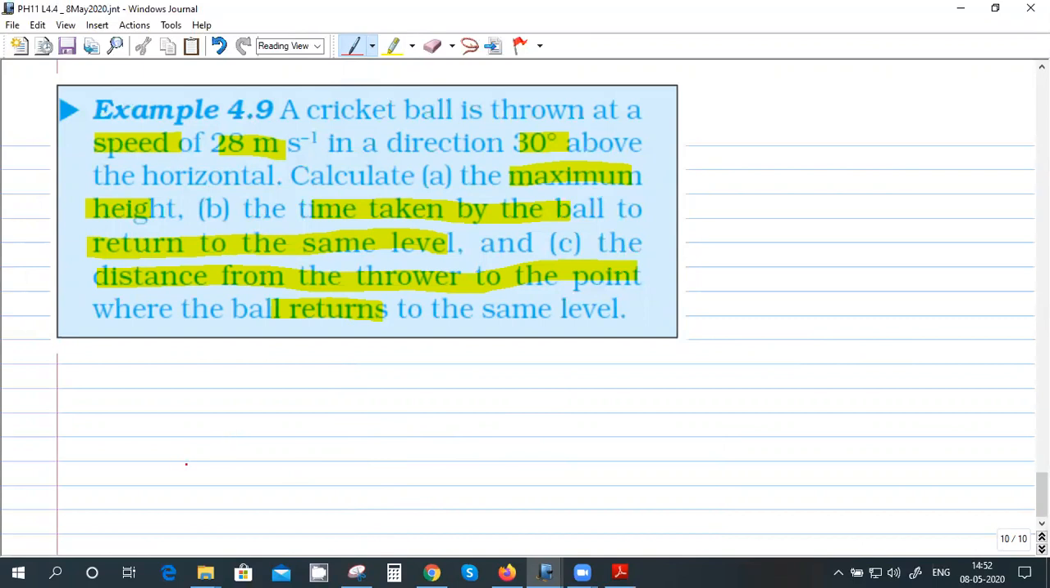Yes, sir. So it is thrown at 28 meter per second, and this angle is 30 degrees. Okay, right, that's all you need, right? Initial condition is the velocity with which it's thrown and the angle with which it's thrown. Once that is known, everything else is known. Right? How do you find maximum height?